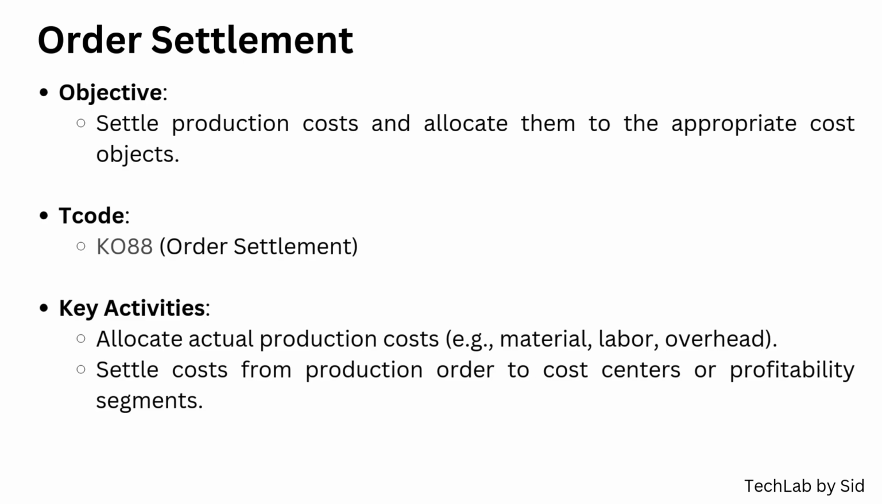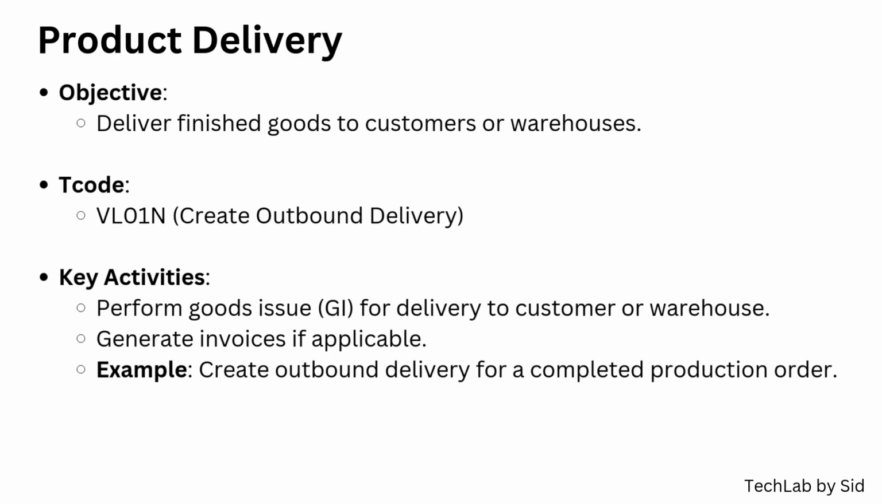Next, we have order settlement, where the costs incurred during the production process are allocated. Using Tcode KO88, SAP settles the costs associated with the production order. This includes costs related to materials, labor, and overheads. These costs are then posted to cost centers or profitability segments, providing accurate financial data. This stage is crucial for cost control, as it allows businesses to track and allocate the exact costs involved in producing goods.